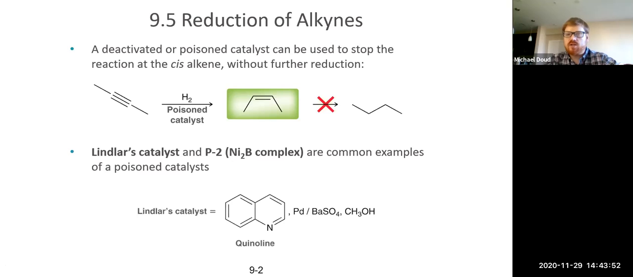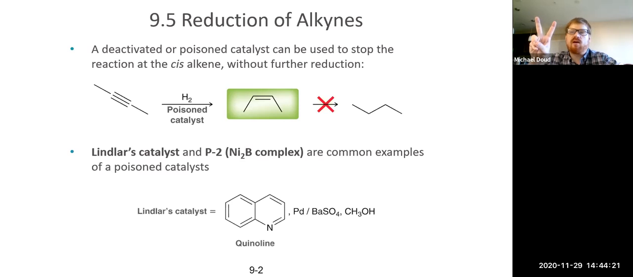So again, as I mentioned, a lot of times we don't really want the alkane. Sometimes we do, but not all the time. So in order to do that, what we can do is what we call poisoning the catalyst or deactivating the catalyst. What this does is basically takes the catalyst and makes it just a little bit less reactive, right? So a poisoned catalyst means that it doesn't work as well because there's something stopping it from working. And we'll look at an example of what that mechanism looks like on the next slide.